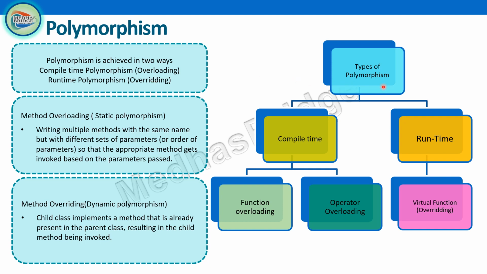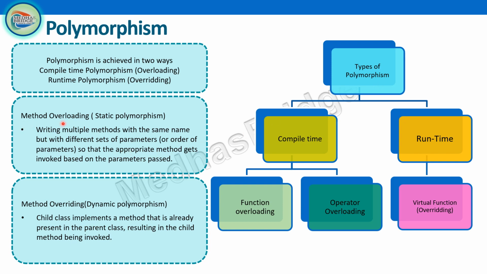Types of polymorphism. We have two ways to define polymorphism: compile time and runtime. Compile time polymorphism is known as the overloading concept. Function overloading, operator overloading are compile time polymorphism, whereas overriding is a runtime polymorphism. In C++, we have virtual functions which are runtime polymorphism.